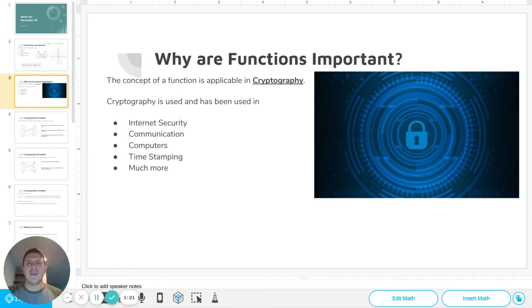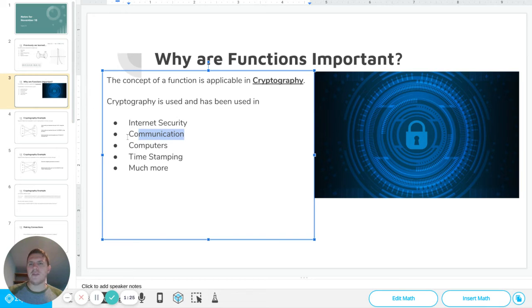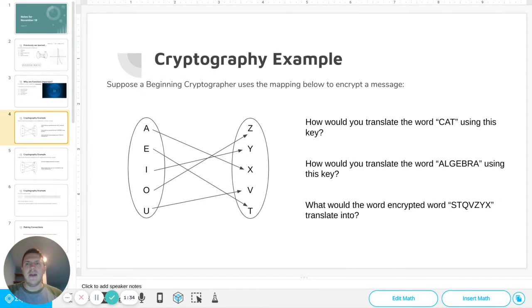So for instance, we're going to take a look at the communication side of everything. We're going to look at communication and kind of mixing up words and how functions can be applicable there. So let's look at this example that we have on the next slide. Suppose a beginning cryptographer uses the mapping below to encrypt a message. Now, what's going on here?